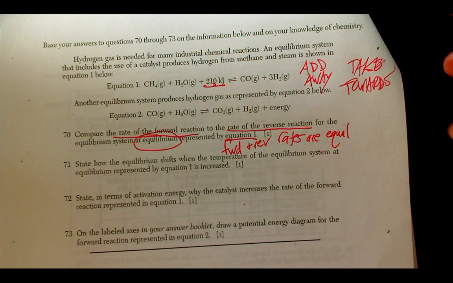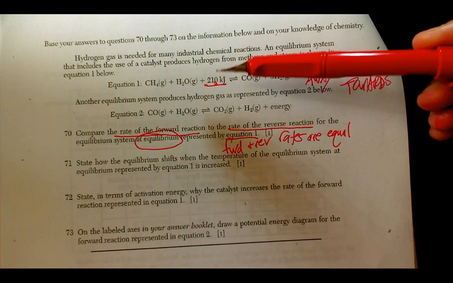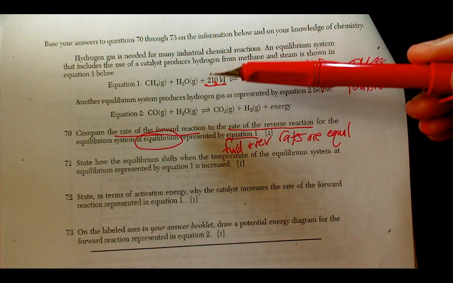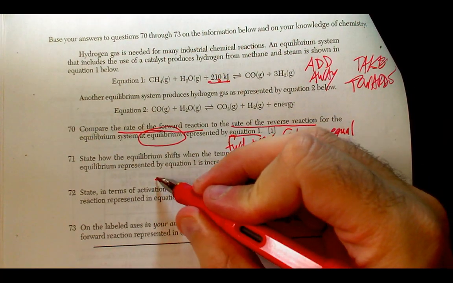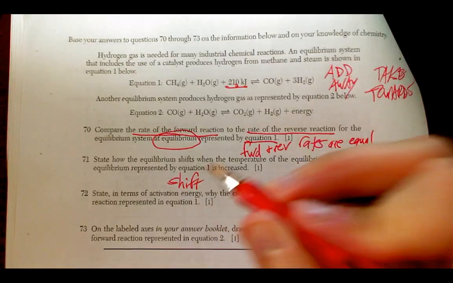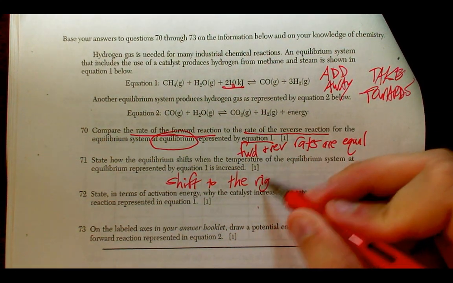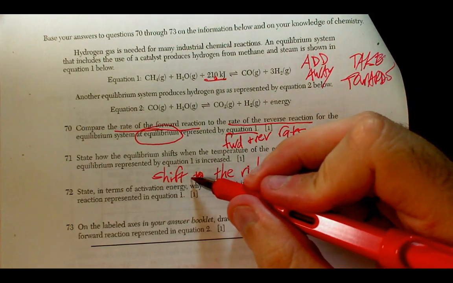Add away, take towards. So if you're adding temperature, increasing heat, you're adding to the left side, it's going to move away, you're going to shift to the right. You're going to try to use up all the extra stuff you just added on the left to make more of the product. So state how the equilibrium shifts. It's going to shift to the right. You can say it's a forward shift, it shifts to the right, either way.